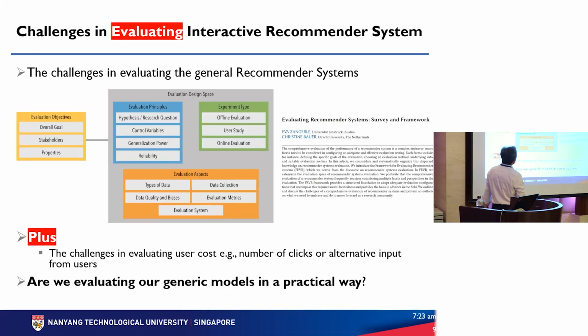Okay, so then this is the user cost, right? On top of a general recommender system. So we need to look at whether it is a challenge to evaluate a typical or general recommender system. And after we understand that, we will consider adding additional cost from the user side, right? And this is taken from another survey paper very recently published in ACM Computing Surveys.